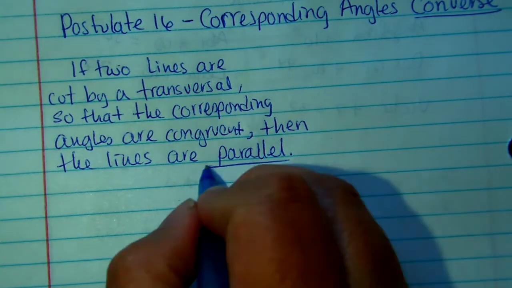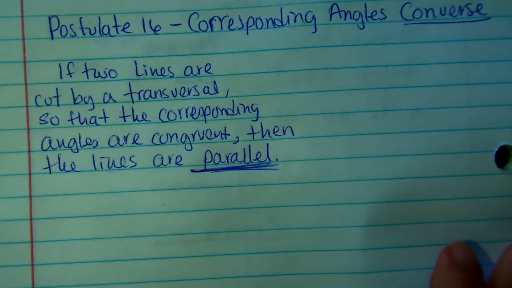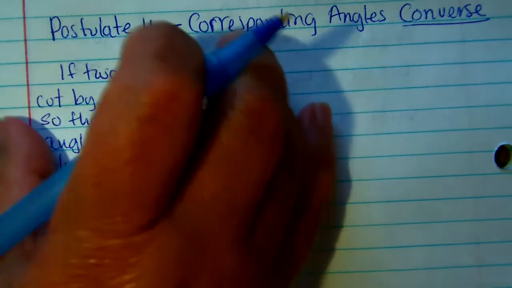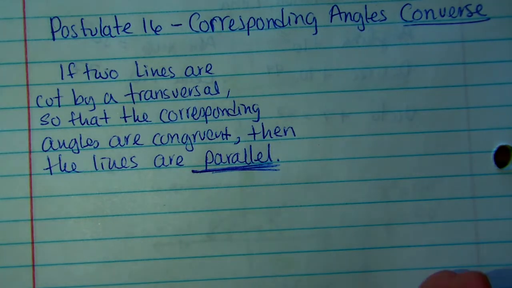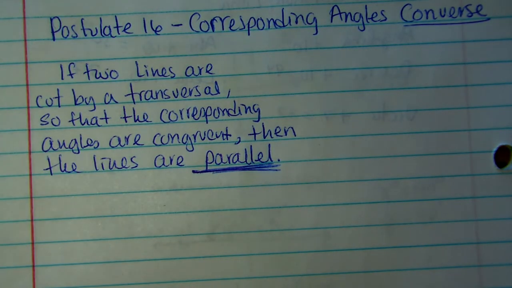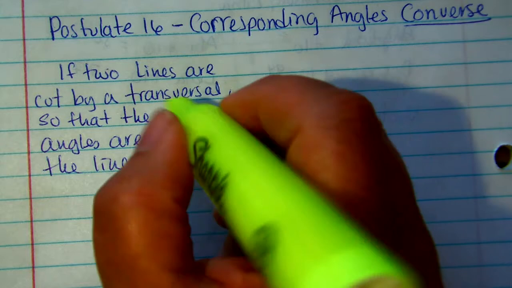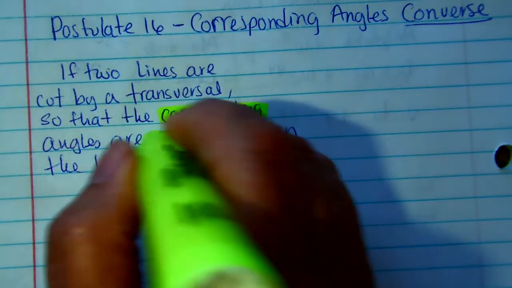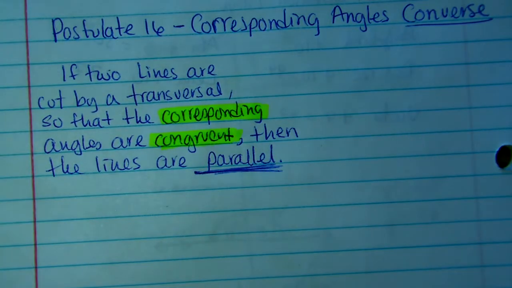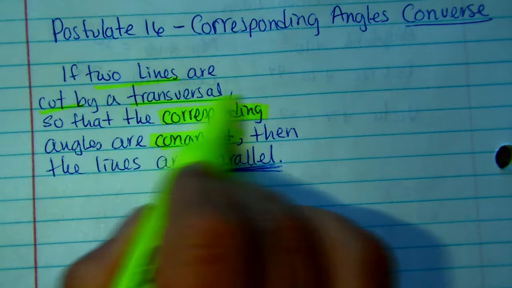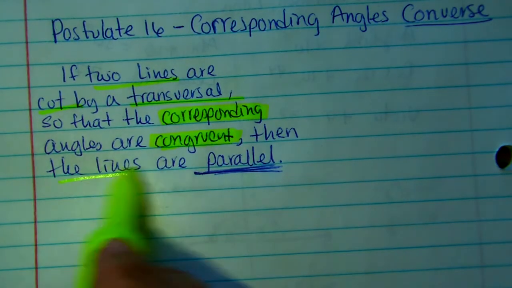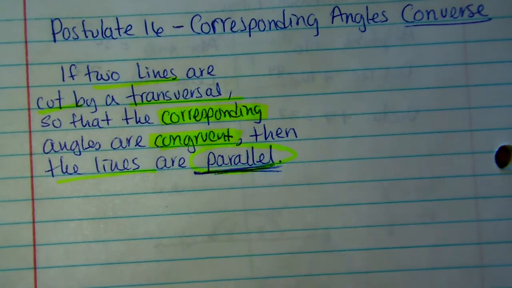Okay, and underline the word parallel. So I'm writing on this side of the paper because I'm going to make the drawing over here. So this is the other way around. If you have two angles that are corresponding and congruent, after you have two lines cut by a transversal, then it means that those two lines are parallel.